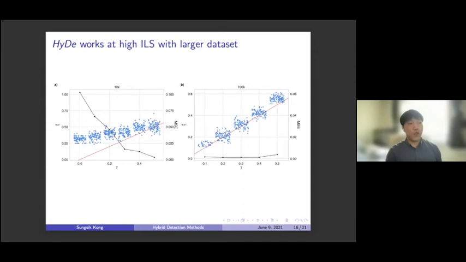However, this issue could be fixed when we increase the data set by 10-fold, which is on the left side, when HyDe began to detect hybrids much more frequently despite high ILS, although their accuracy was not yet ideal, with high type 1 error. When we increase the data set size to 100-fold, which we see on the right side, HyDe began to detect hybrids with accurate estimates of gamma, meaning that its failure to detect in the previous slide is not due to its algorithmic limitation, but simply that it needed more information.